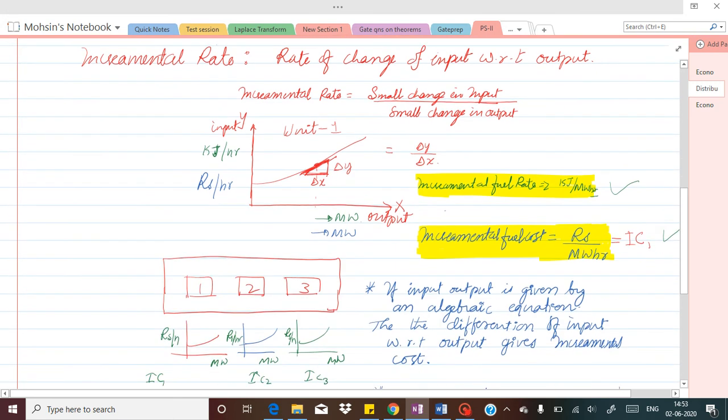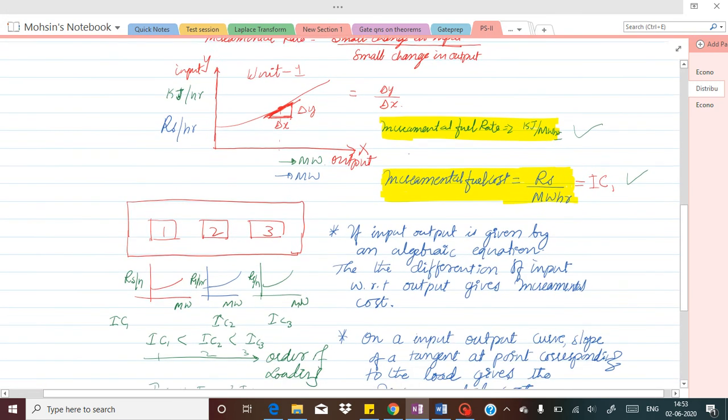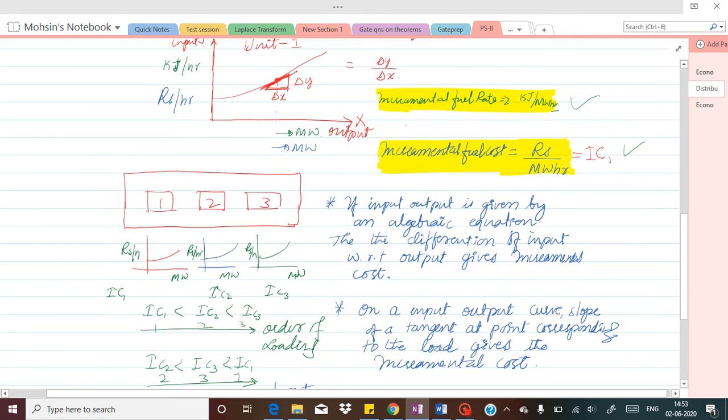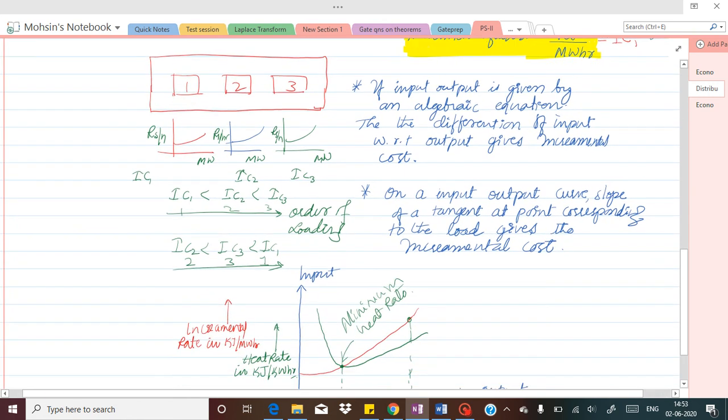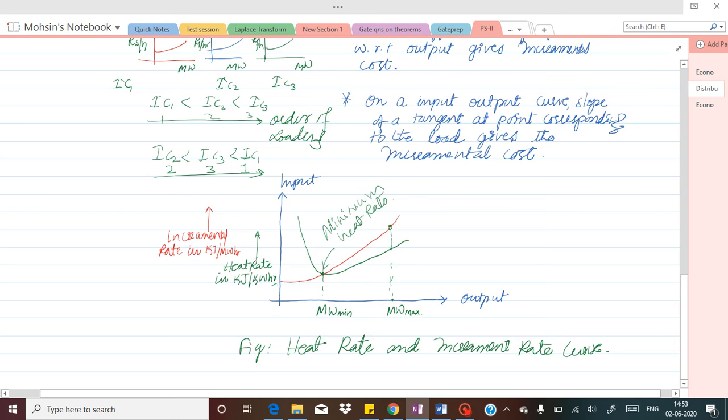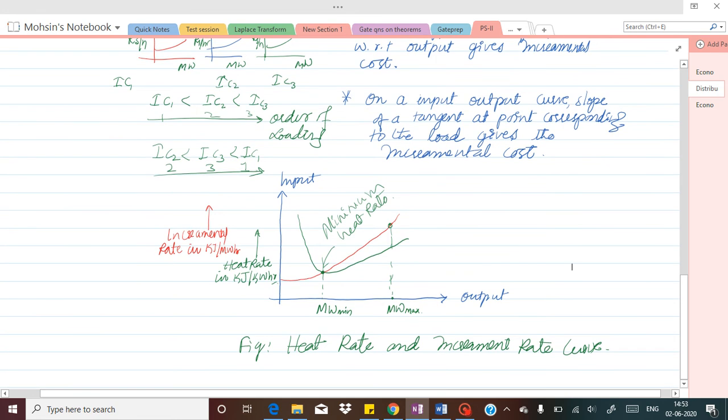Then the incremental rate. In that, particularly we are interested in the incremental fuel cost, which is usually given in rupees per megawatt hour. Different units will have different incremental costs, and depending upon the incremental cost, the loading of the plant needs to be done. So now when we have two different incremental costs, how can the economical operation be obtained?